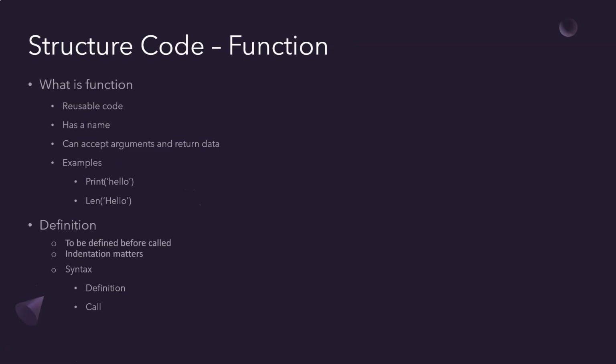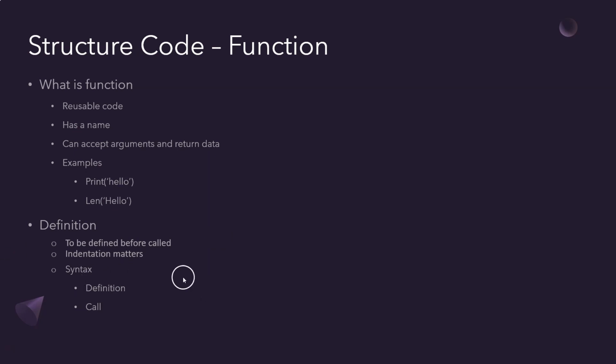So next is a very important topic, which is function. So what is a function? Function is a reusable code which has a name. It can take arguments and return data, and it can be used again and again without the need of writing it multiple times. We can just call it. Like we have already seen some examples. When we say print and we pass an argument to this, it prints that line. We can define our own function using a definition, and this is the syntax.